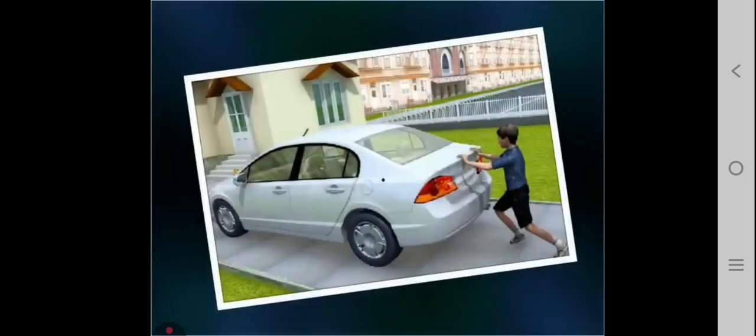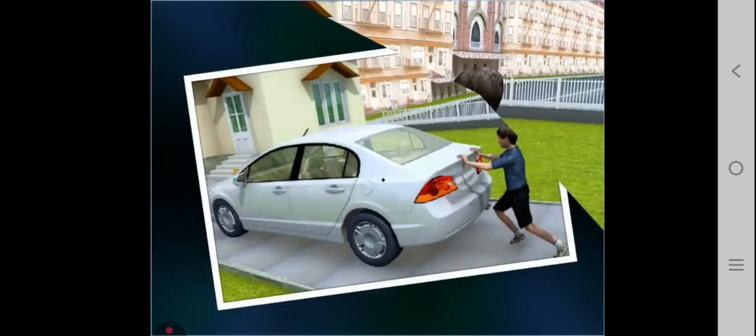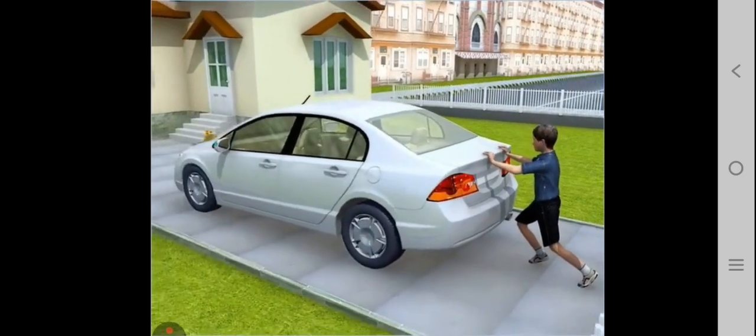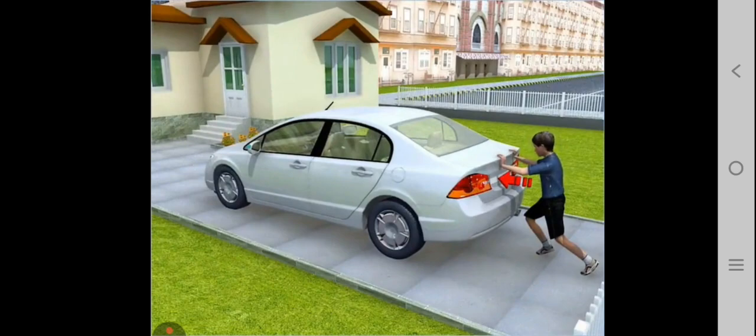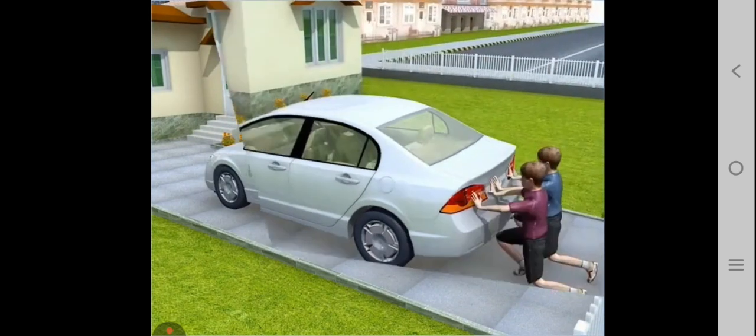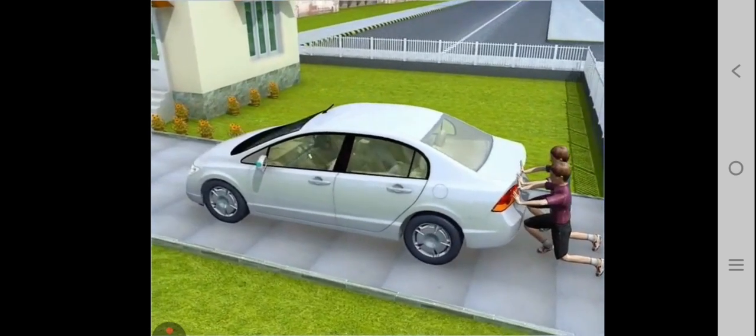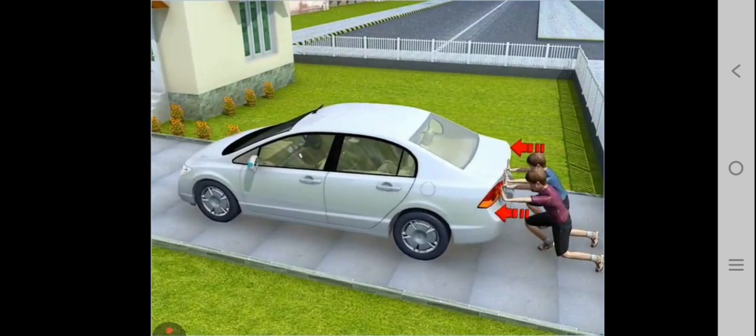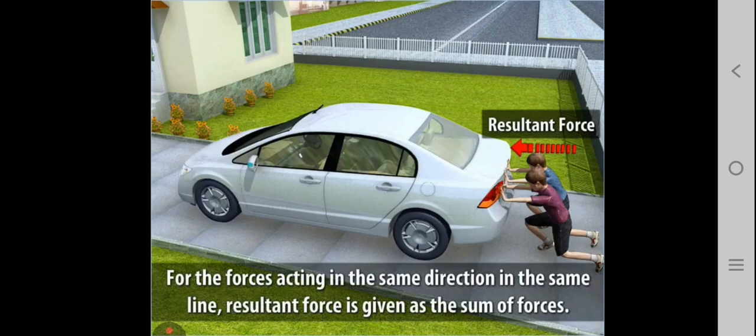Consider one more example. You may find it difficult to push a car forward. But if you and your friend push together, the car moves forward easily. This is because the two forces applied by you and your friend add up. Thus, for the forces acting in the same direction in the same line, resultant force is given as the sum of forces.